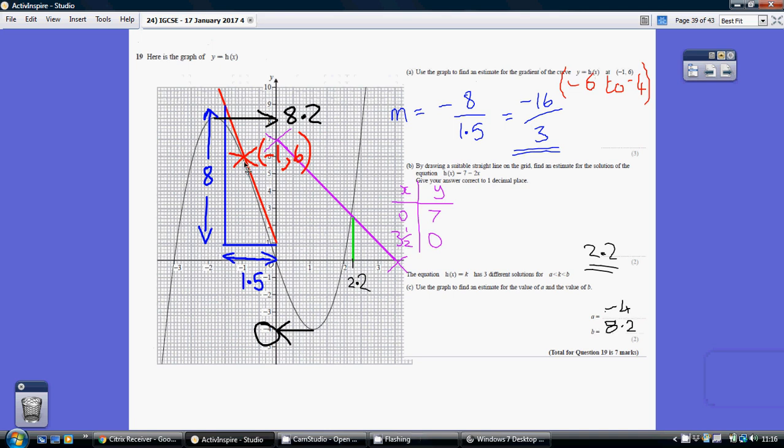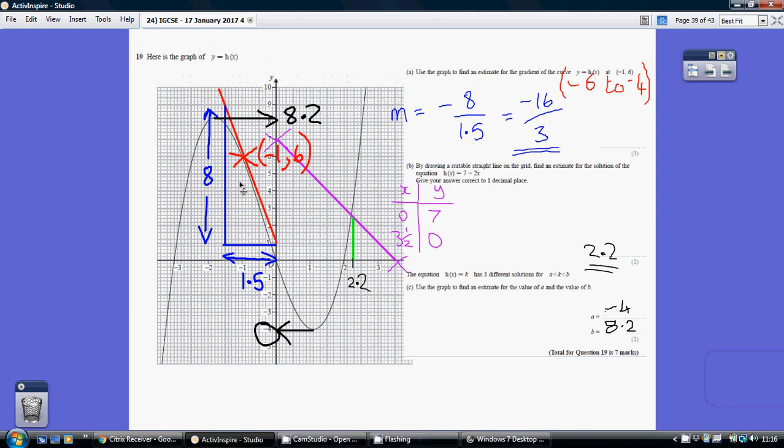So basically, we need to put in a tangent to the curve here by eye. Using our ruler, I've put in this red line here. It's just skimming the curve at (-1, 6), forming a tangent. Now, to work out the gradient, I've put in a triangle here, and my gradient is y step over x step, so 8 over 1.5, but it's going downwards, so that's a minus gradient: minus 8 over 1.5 is minus 16 over 3.